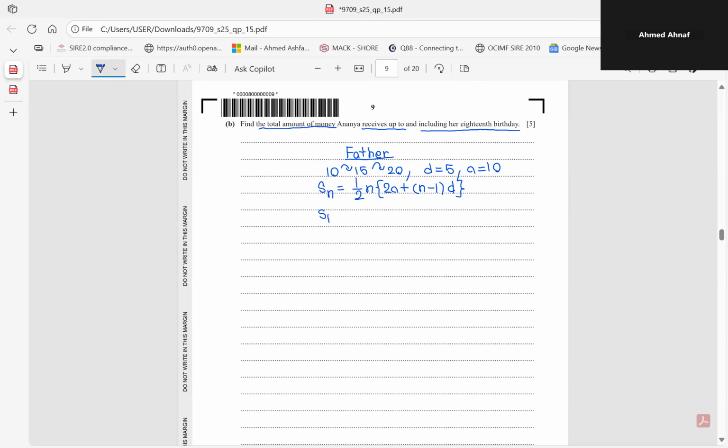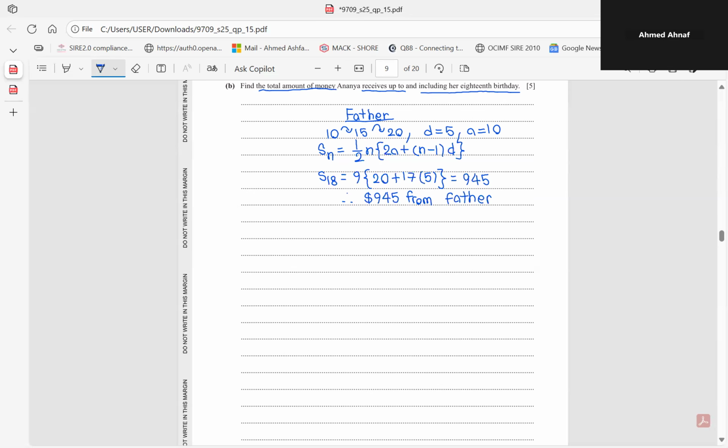So we are going to have to find the sum of the first 18 terms. So n is equal to 18. So half times 18, that's 9, times 2a, that's 2 times 10, which is 20, plus n minus 1, which is 18 minus 1, that's 17, and then d is equal to 5. So in total, she would have received $945 from her dad. So $945 from father.